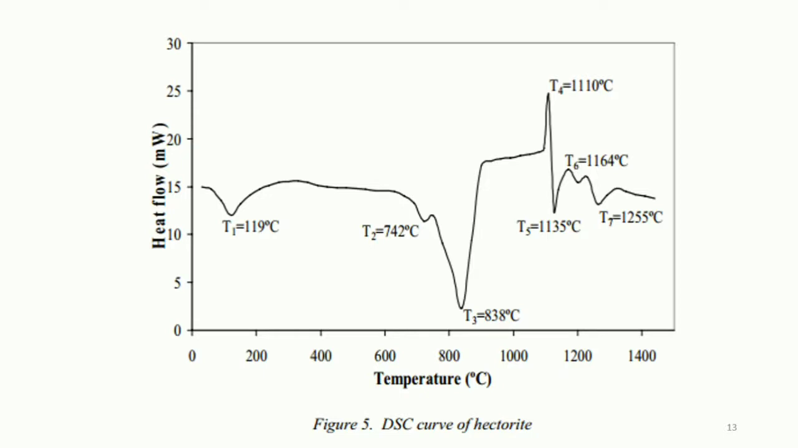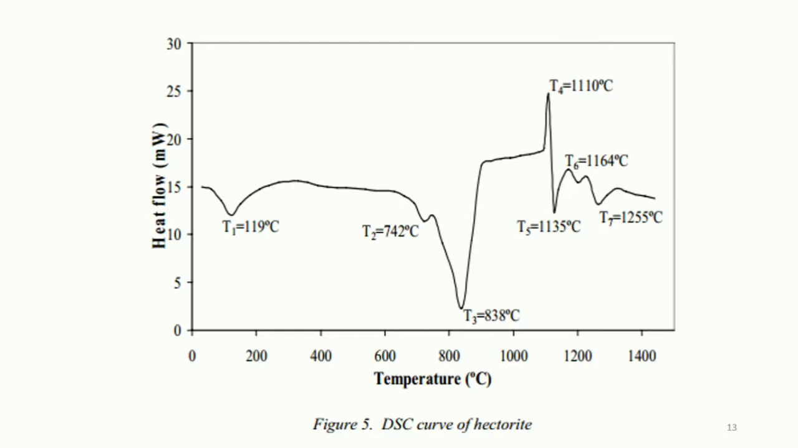An endothermic peak at delta T of 119 degrees Celsius is caused by the interlayer water loss, whereas the 742 and 838 degrees Celsius peaks are due to dehydroxylation, or we can say the carbonate decomposition reactions.